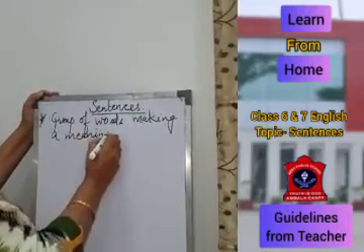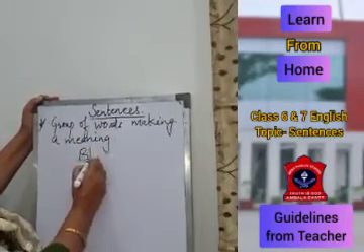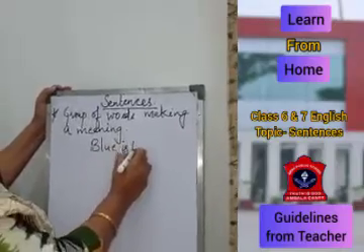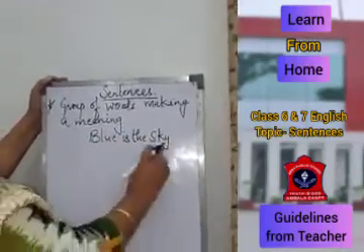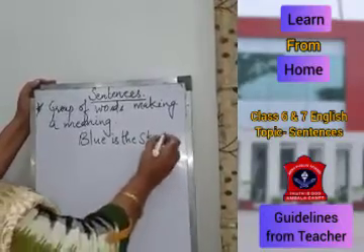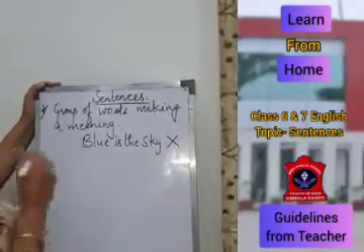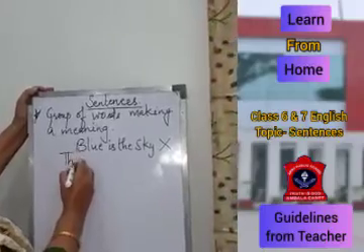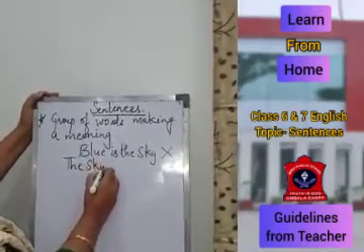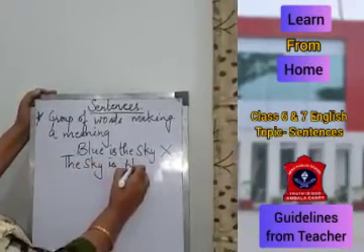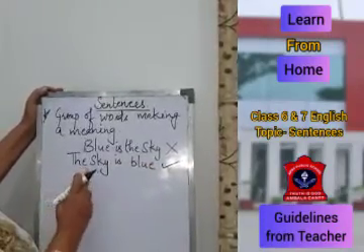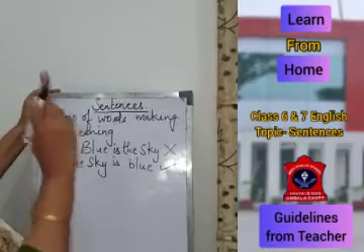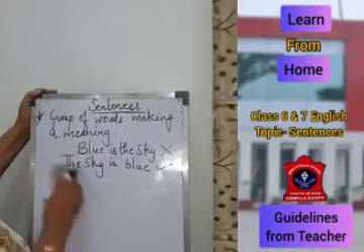Like if I write, blue is the sky. Blue is the sky. This is the group of words. But can we call it a sentence? No, because it is not making a meaning. So it is not a sentence. But when I rearrange the words and I write, the sky is blue. Now this is a sentence because it is making a complete meaning. From this sentence we come to know that the color of the sky is blue.